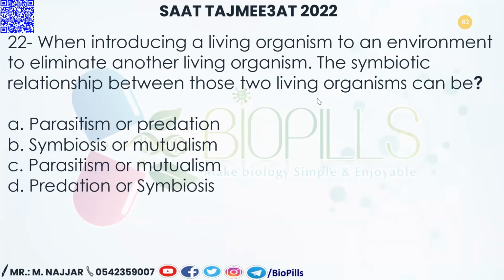Question number 22. When introducing a living organism to an environment to eliminate another living organism, the symbiotic relationship between those two living organisms can be either A, parasitism or predation, B, symbiosis or mutualism, C, parasitism or mutualism, D, predation or symbiosis. This is a rephrasing of a previously seen question. Yes, exactly. The correct answer is A, which is parasitism or predation.